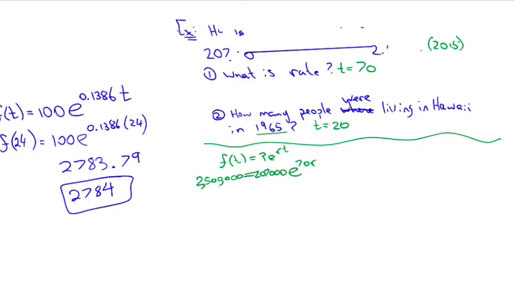What would be the first step of solving? Divide by 207,000. All right, so if you divide both sides by 207,000, you're going to get something ugly. Move the 207,000 to the other side. Is it 12.077? I'll write the whole thing. 12.077 equals e to the 70r.